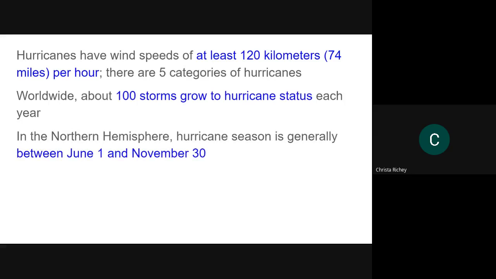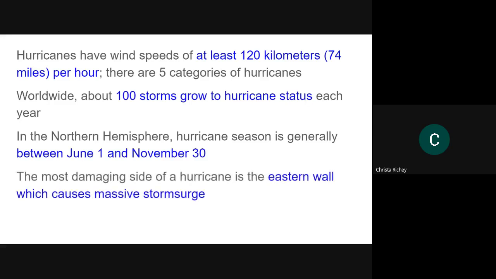Now, we start hurricane season back up in our country June the 1st. Last season was unbelievably active. Poor Louisiana got slammed like 5 times.